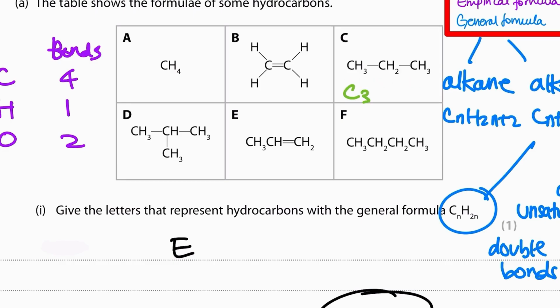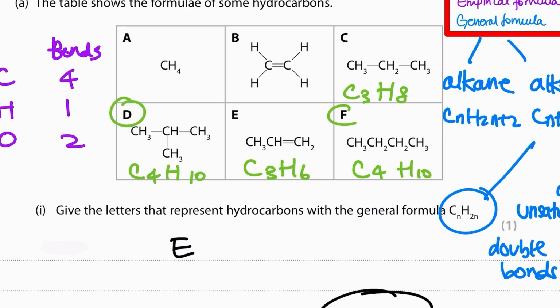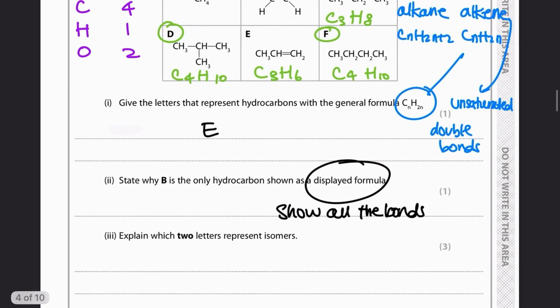So let's write this out. C3, H how many? This is C3H8. Anybody else has a C3? This one is a C3, but it's actually H6. So they're not isomers. This one is a C4H10. And F is a C4. And then 3 plus 2 is 5, plus 2 is 7, plus 3 is 10, so C4H10. Therefore, it's D and F, isn't it? These 2 are the isomers.